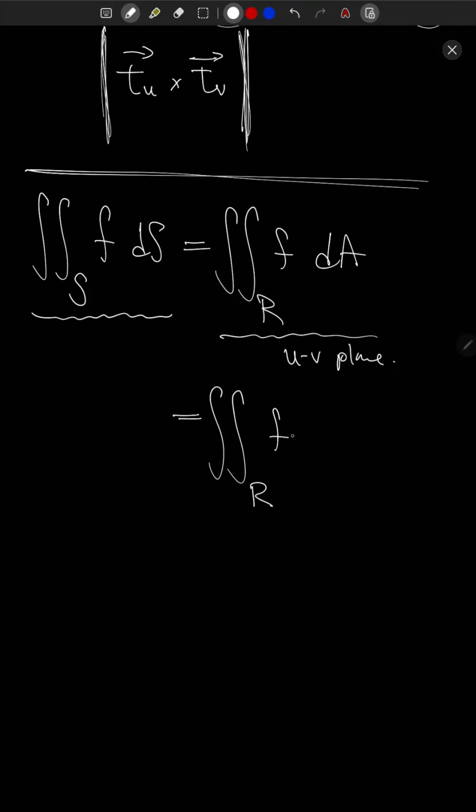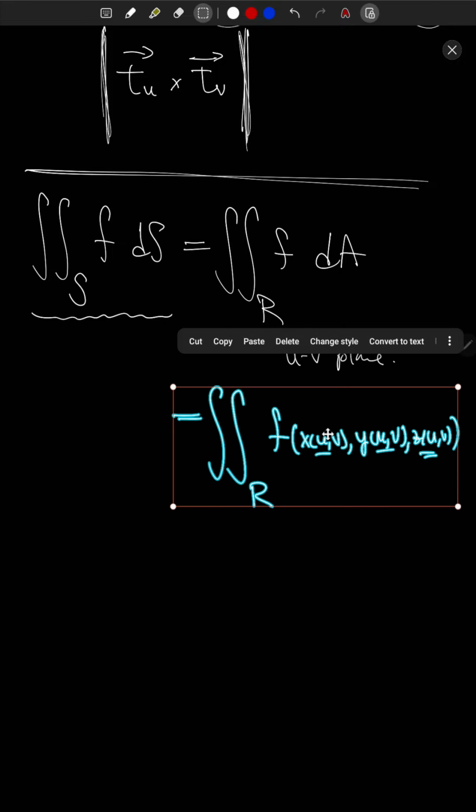Oh, no, we're okay. Sorry. We're okay. X of uv, y of uv, z of uv, right? Just to emphasize, ultimately, this thing should be in terms of u's and v's because we're integrating with respect to u and v. All right. I guess I'm running out of space here. Let me move this.